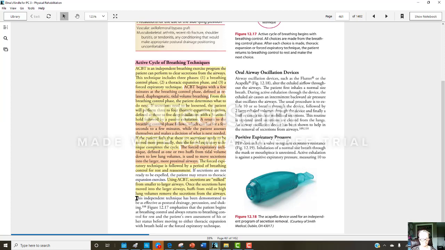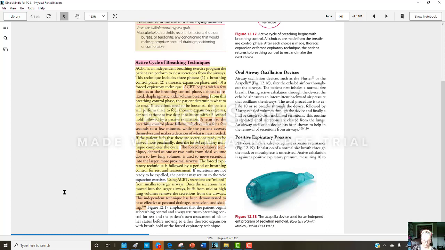Figure 12.17 emphasizes that the patient begins at breathing control and always returns to breathing control for rest and the patient's own assessment of his or her status before moving to either thoracic expansion with breath hold or the forced expiratory technique.